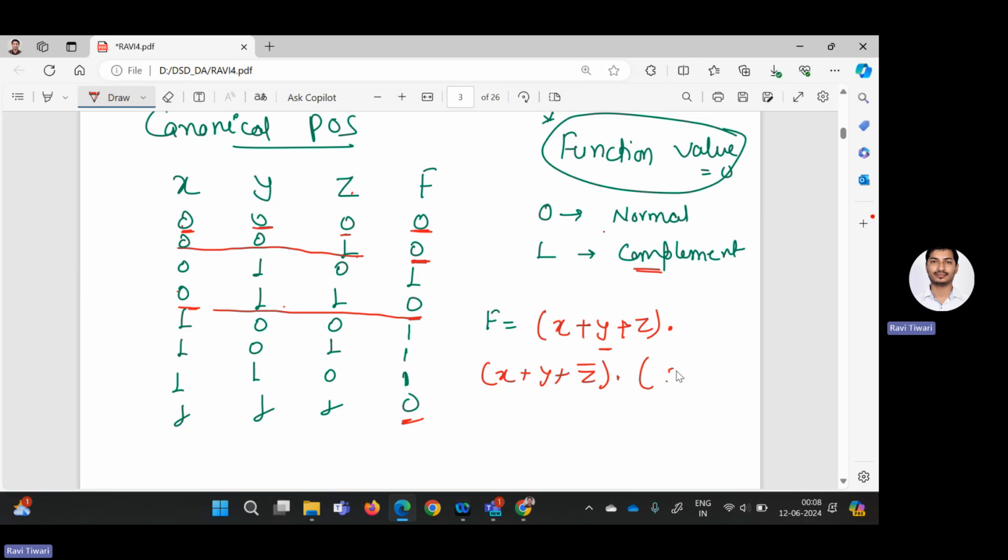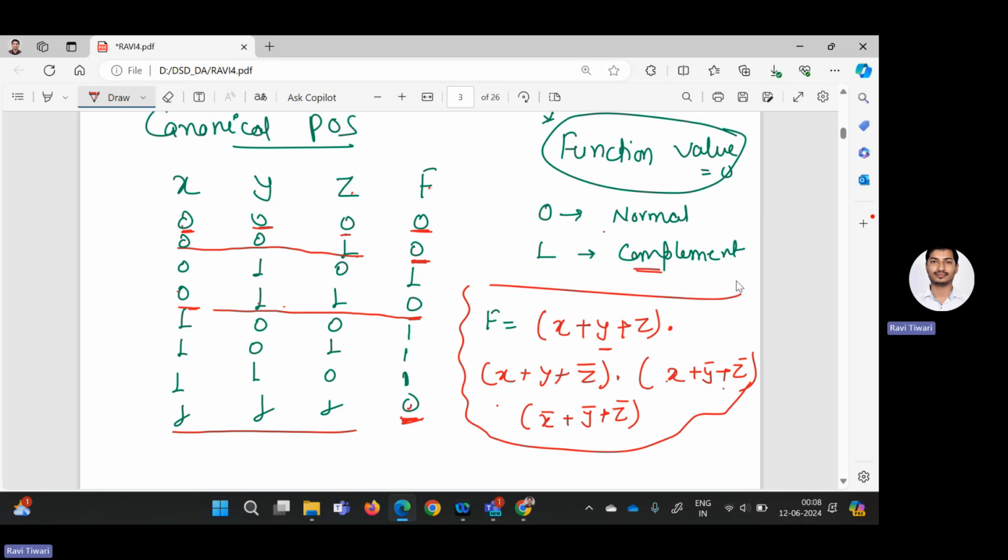So you can write it as x plus y bar plus z. Why? Because 1 is the complement form and 0 is the normal form. Dot operation. Fourth time the function value is 0 for this condition when x, y, z is equal to 1, 1, 1. So you can write it as x bar plus y bar plus z bar. So this is what a canonical POS form is.